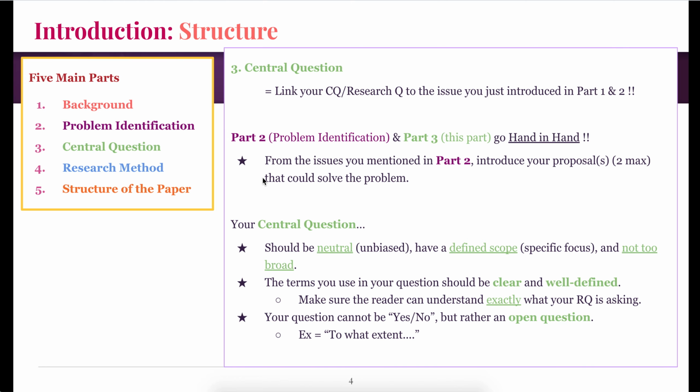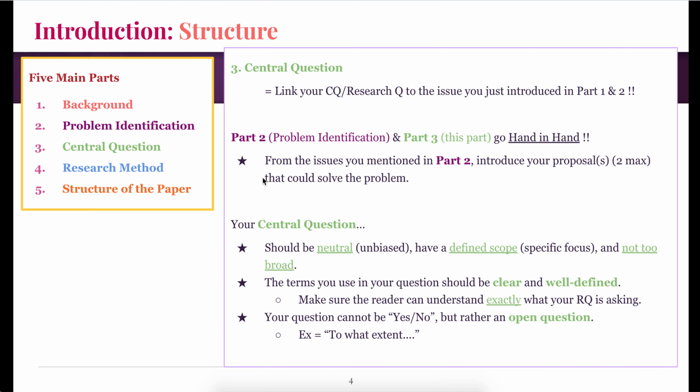And again, you need to have an open question for your central question. So it cannot be answered by yes or no. It needs to basically be able to have some exploration. So a good way to easily make a question into an open question is just to say, to what extent? So to what extent are EU passports as a commodity morally legitimate in the European Union?